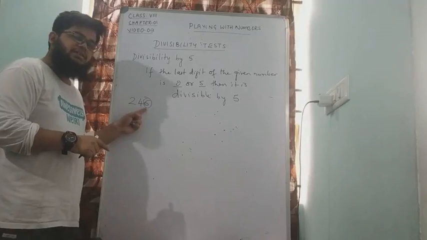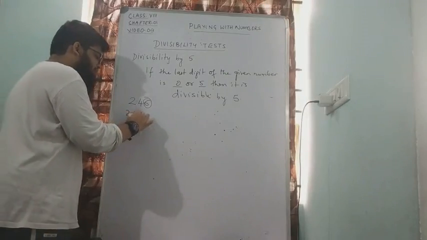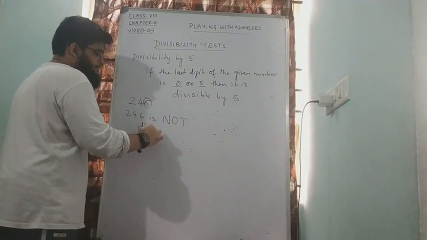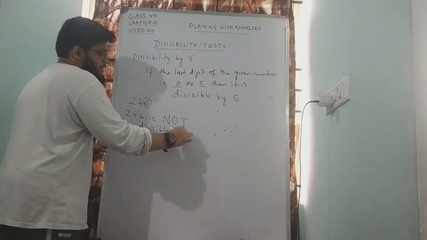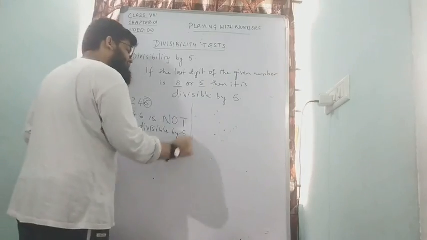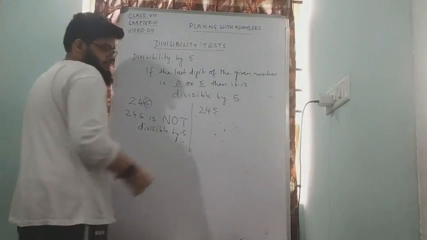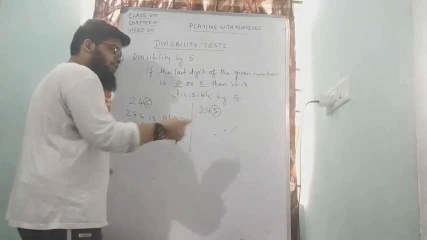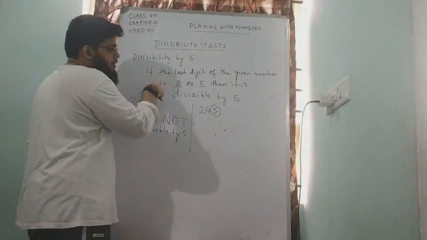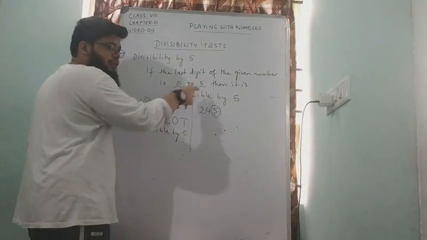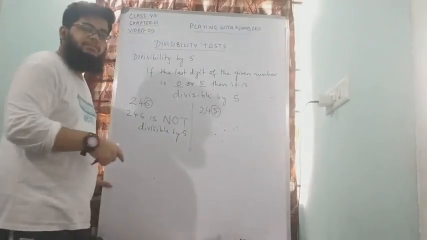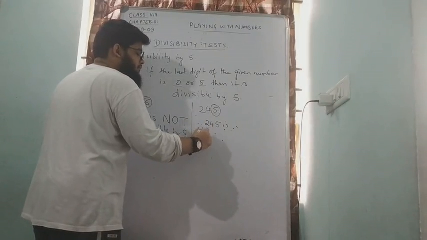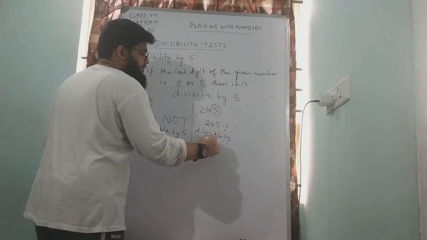But what is my last digit here? 6. That's why 246 is not divisible by 5. Now if I have 245, what is the last digit? The last digit is 5. Because the last digit is 5, according to the rule, if the last digit is 0 or 5, then this whole number is divisible by 5. Therefore, 245 is divisible by 5.